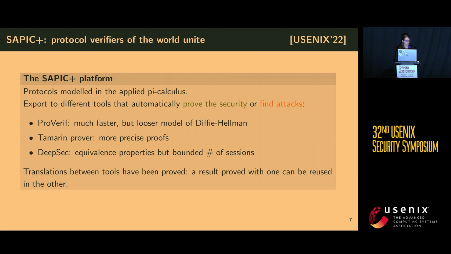Now, we most especially use the SAPIC+ platform, which is a state-of-the-art tool that combines 3 known tools in the protocol verification world. The first one is ProVerif, which has the big advantage of giving us fast proofs, but has a loose Diffie-Hellman model. SAPIC+ also supports the Tamarin prover, which is longer to run, but gives more precise proofs, and DeepSec, which gives equivalence properties, so it's useful for anonymity, but works in a bounded number of sessions, as opposed to ProVerif and Tamarin prover, which work in an unbounded number of sessions.